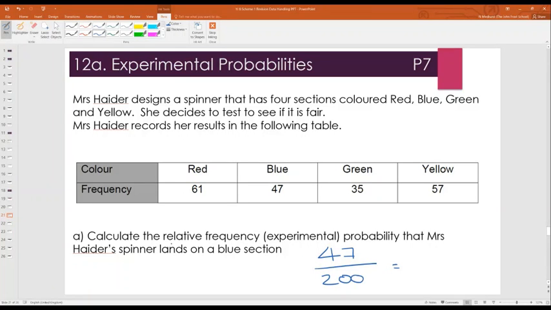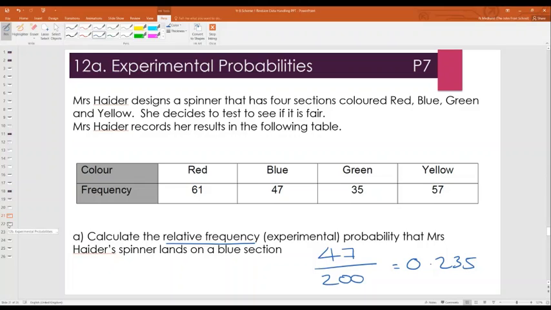If we want to do it as relative frequency, it's best to do it as a decimal. So if we type into the calculator 47 over 200, that is 0.235. So that's the relative frequency of getting a blue section on Mrs. Hayder's spinner.